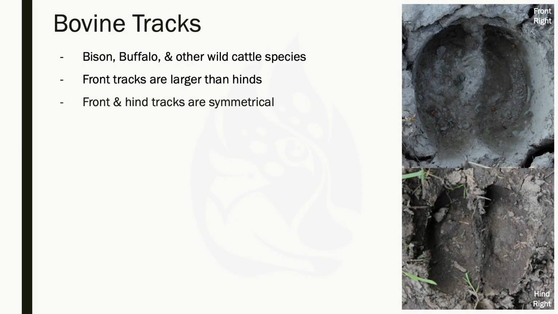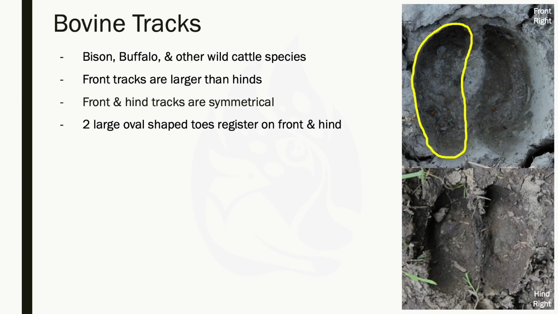The other thing is the tracks are symmetrical. So again, if I draw a line right down the middle, they're going to line up right to left. Again, adjusting for some variations in the soil depth, etc., how the animal lands, but you're going to see consistently it's going to be exactly the same on either side. Also, like any other ungulate species, we're going to always see two toes that register on both the front track up above as well as the hind track below, okay?